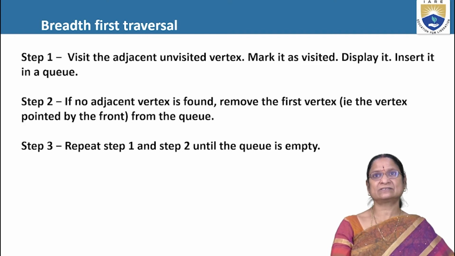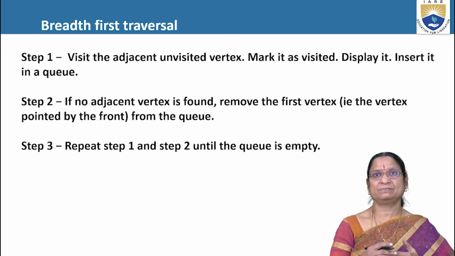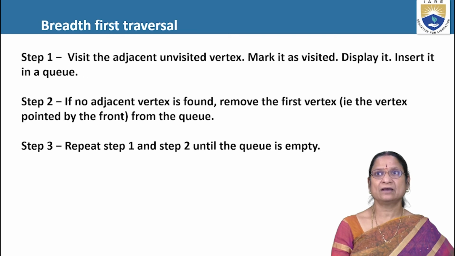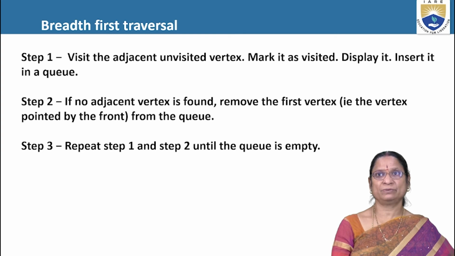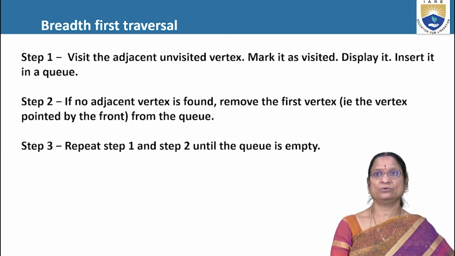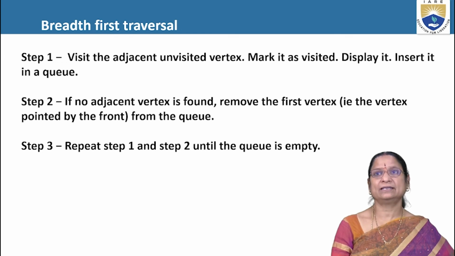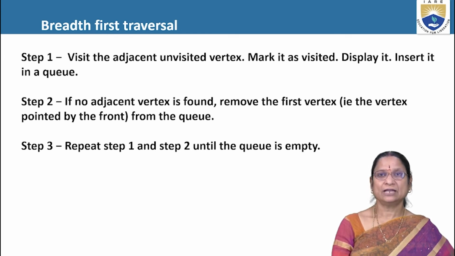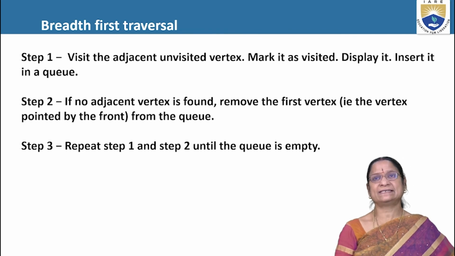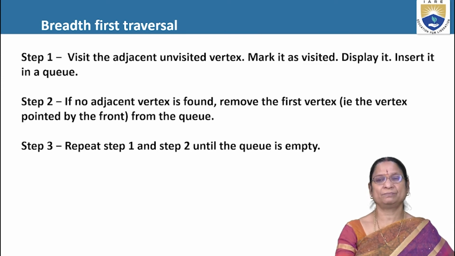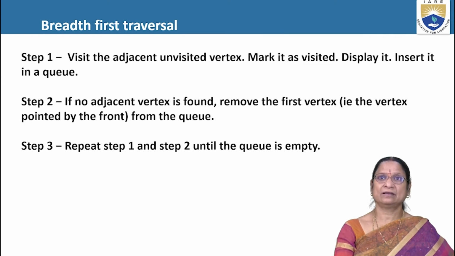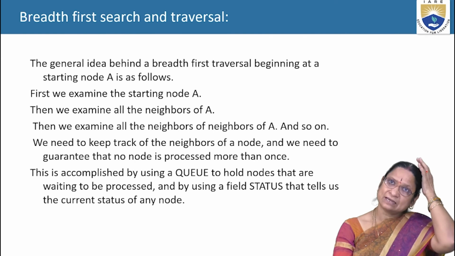Similarly, breadth first traversal is going to be there. Breadth first traversal can be considered similar to level by level. Visit the adjacent unvisited vertex, mark it as visited, display it, and insert it into the queue, until no adjacent vertices are found. Remove the first vertex from the queue, then repeat steps 1 and 2 until the queue is empty. That means while inserting into the queue itself, we consider it as processing also. When we remove them, the process is complete. Here, instead of a stack, which is last in first out, we are using a queue, which is first in first out.